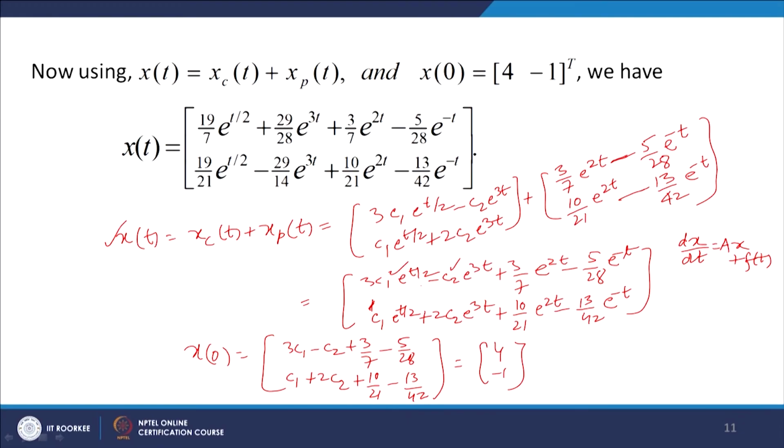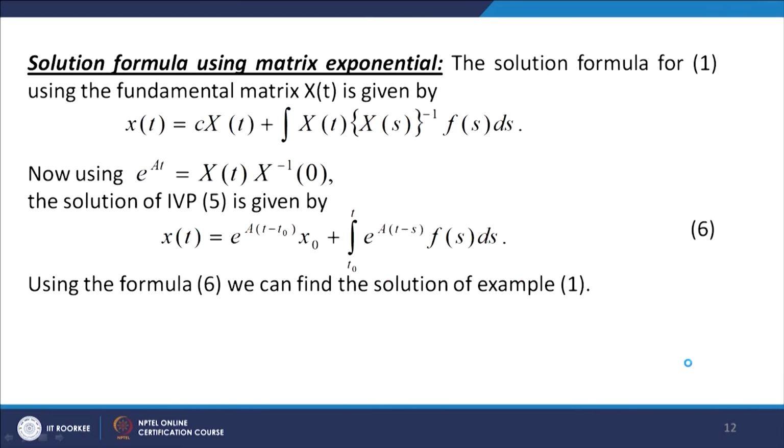So, you can see here the coefficient of e to the power t by 2 is 19 by 7. That means 3 c 1 equals 19 by 7. So, c 1 will come out to be 19 by 21. And the coefficient of e to the power 3 t is minus c 2, which is 29 by 28. So, c 2 will come out to be minus 29 by 28. So, put these values of c 1 and c 2 in this general solution, and you get the solution of the initial value problem.